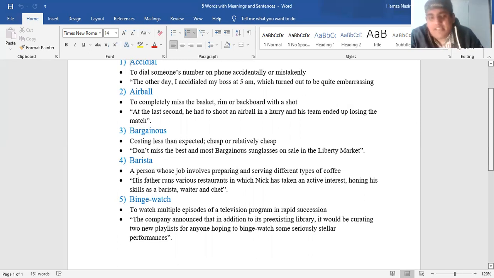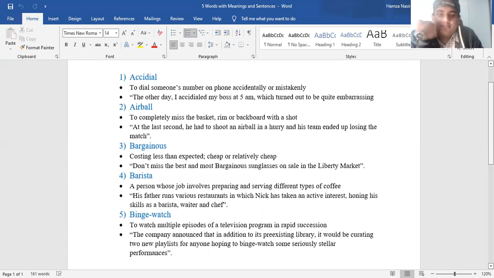So binge watch basically means to watch multiple episodes of a television program in rapid succession. A sentence could be, the company announced that in addition to its pre-existing library, it would be curating, or that is creating, 2 new playlists for anyone hoping to binge watch some seriously stellar performances. Stellar means wow, amazing performances, and binge watch means to watch them in rapid succession.